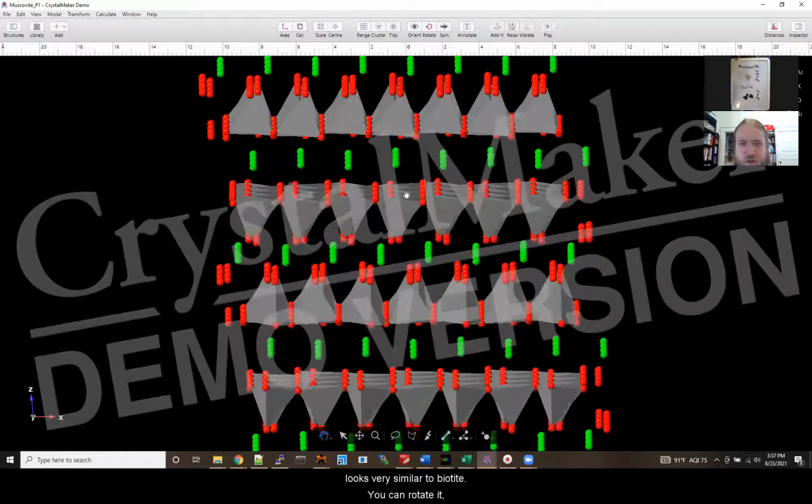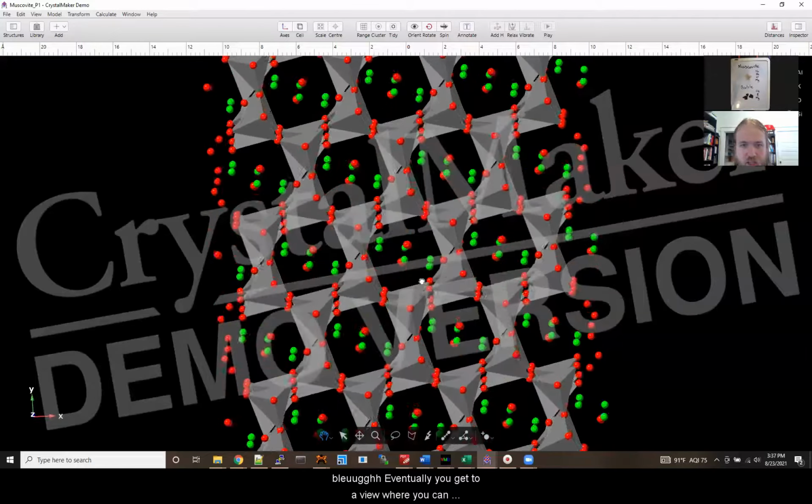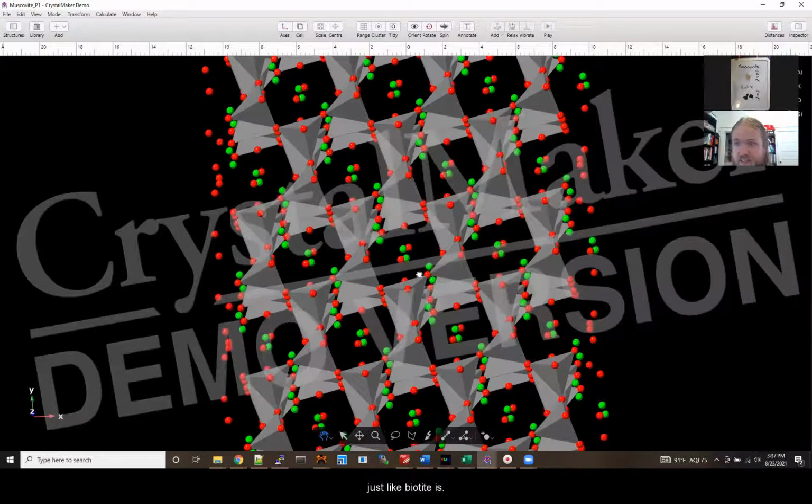Here's the view of the muscovite structure. Looks very similar to biotite. You can rotate it, and eventually you get to a view where you can tell that these are connected in sheets, just like biotite is. The only difference is that these other atoms, the green atoms in here, they aren't iron and magnesium. Here they're aluminum and potassium. So biotite is iron and magnesium.